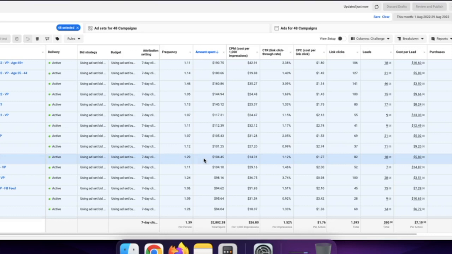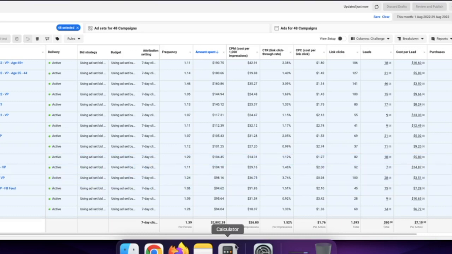Right now, we've got 390 leads in the ads manager. I checked the CRM, we actually have 492, so it's underreporting by 20%. So obviously there's a bit of a delay with Facebook Ads Manager as well. So it'll probably be more like a 10% reduction when all said and done.